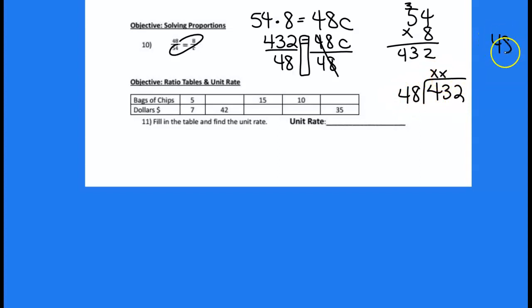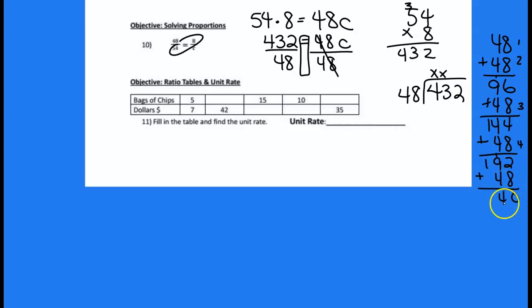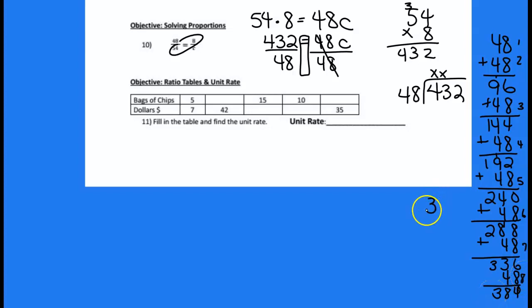Since 48 is not one of our basic facts, you could add a list and count as you go. And the answer is 9. C equals 9.